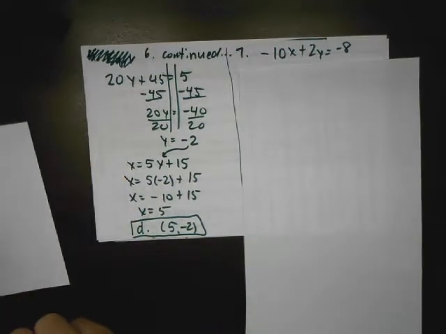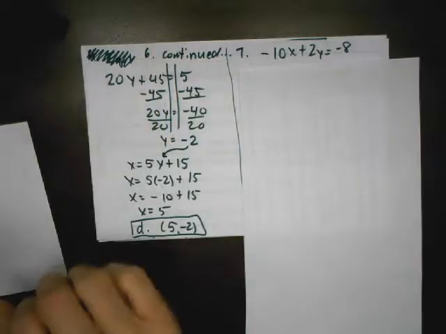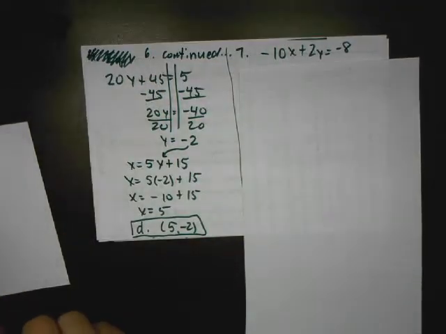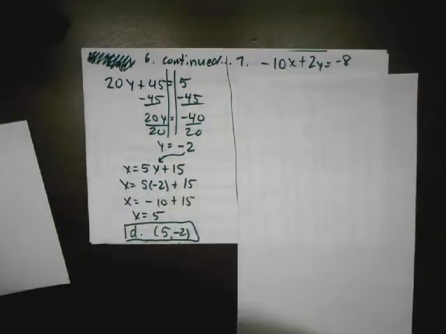Problem number 7. Now, if it were infinitely many, the x's would have crossed out and you'd have the same constant. If it was no solution, the x's would have crossed out, or the y's would have crossed out, and there would be different constants. 7 says one equation in a system is this. Okay, and then we have 4 more equations. We've got to figure out which of those equations would make infinitely many solutions to the given equation, this given one right here.